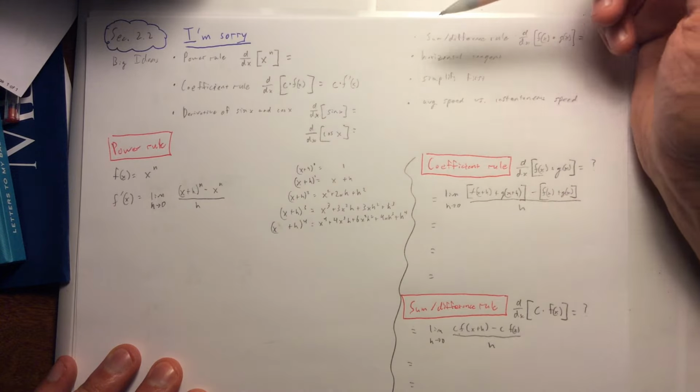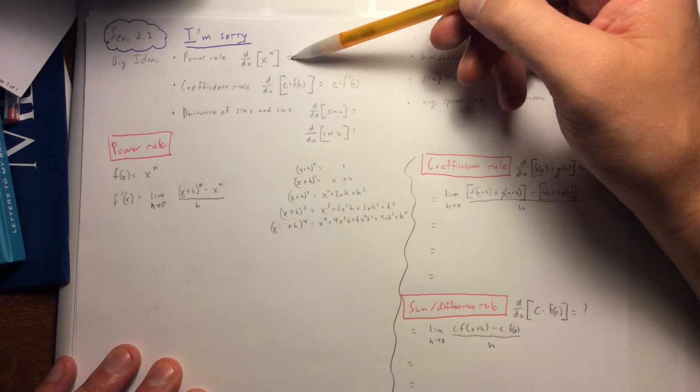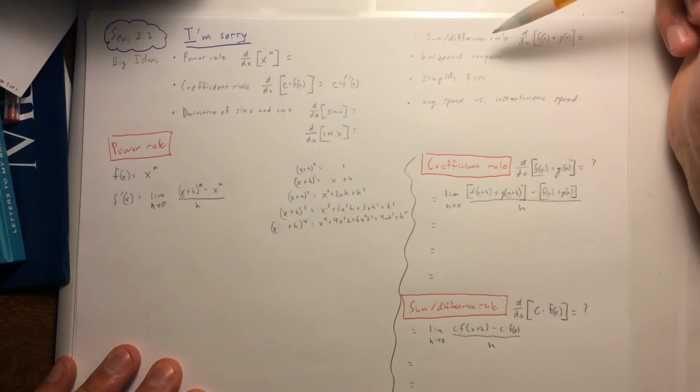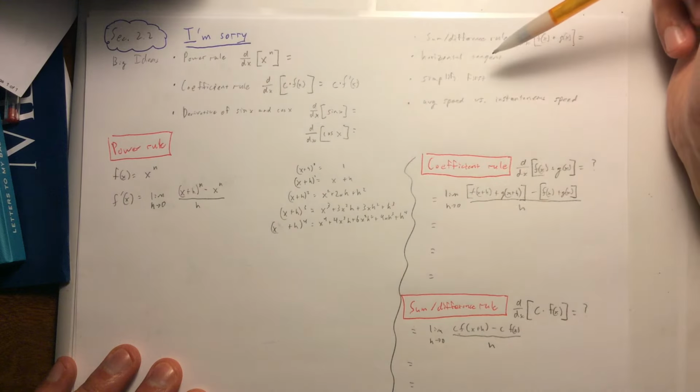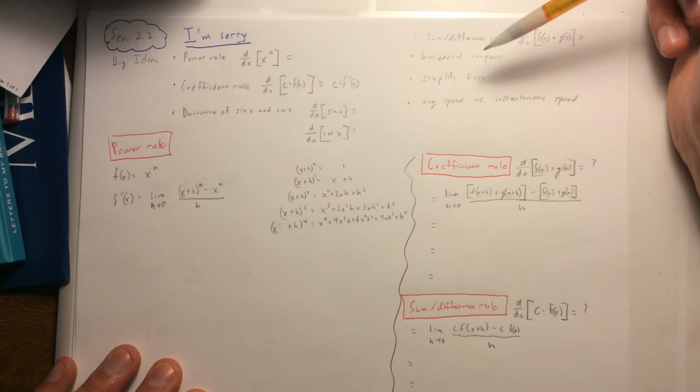What you're going to find out is, once we know this one, the coefficient rule, and the sum and difference rule, derivatives are going to become a lot easier. This is the shortcut. We just got to prove it first.